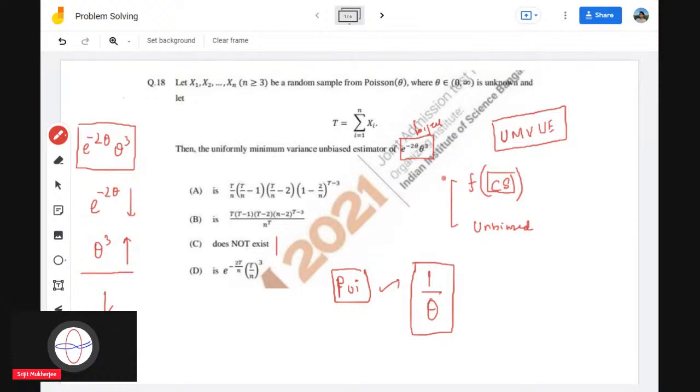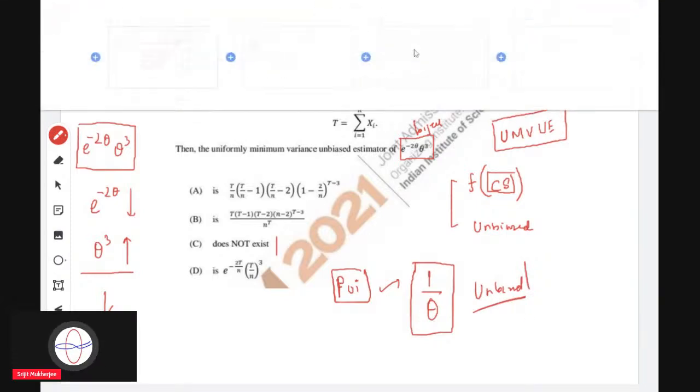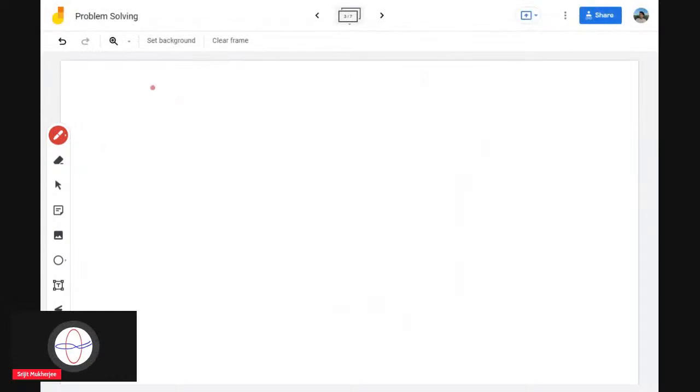Yes, you should say that: we cannot unbiasedly estimate 1 by theta. Why can we not? Let's prove that. For a Poisson distribution, x1, x2, ..., xn follow Poisson theta. Let T be an unbiased estimator such that the expectation of T is 1 by theta. So why can we not do that? Can you please tell me?